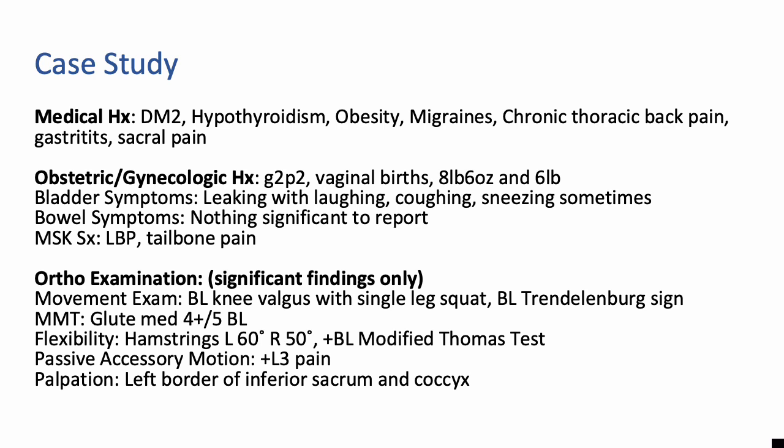In terms of ortho, I'm only going to list the significant findings. She had bilateral knee valgus with single leg squat, bilateral Trendelenburg sign. She had a little bit of weakness in those glute medials, some tightness in those hamstrings and the hip flexors. And then she did have pain with PAs at L3.